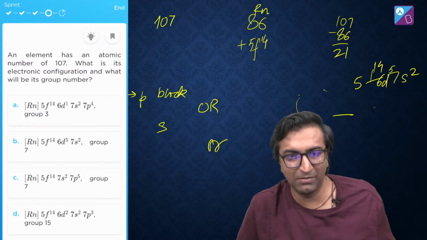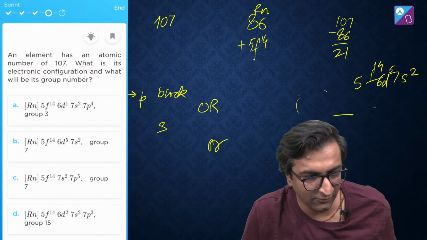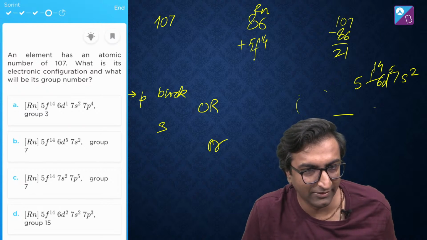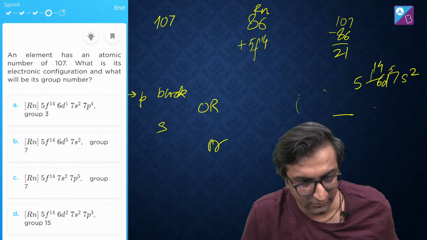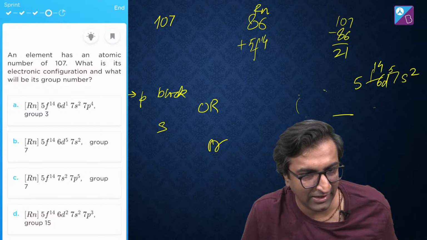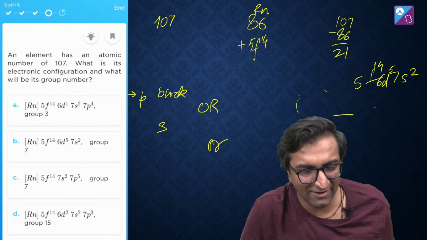I think it's B, bro. What do you guys think? I think it's B, right? Bohrium. What is Bohrium? Okay, group 7, interesting. Some people are saying A, some people are saying P block. Okay, but then what is this 3D5 logic?